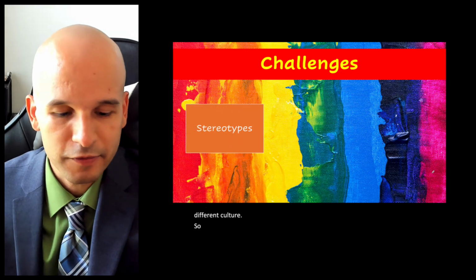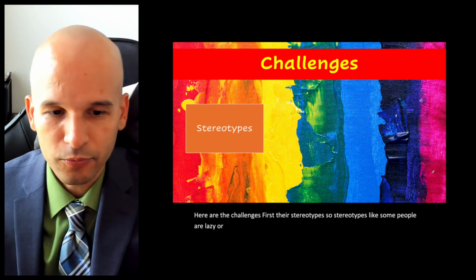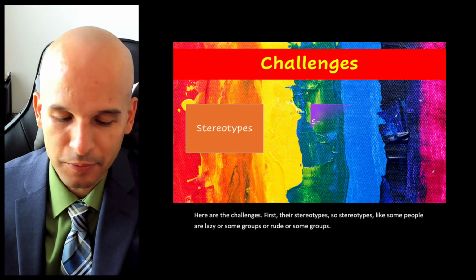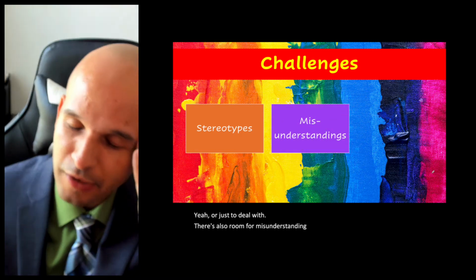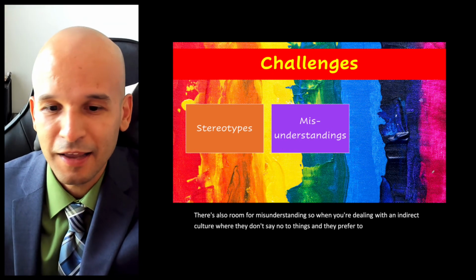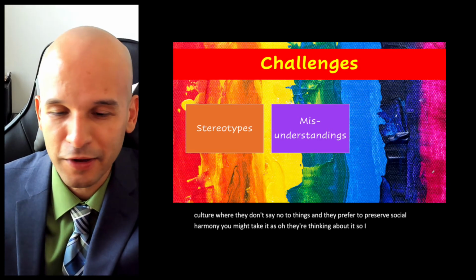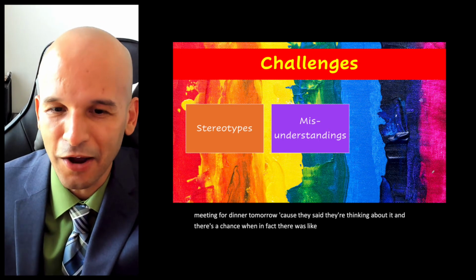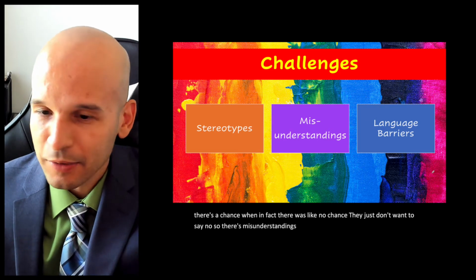So here are the challenges. First, there's stereotypes. So stereotypes like some people are lazy, or some groups are rude, or some groups are just not pleasant to deal with. There's also room for misunderstandings. So when you're dealing with an indirect culture where they don't say no to things and they prefer to preserve social harmony, you might take it as, oh, well, they're thinking about it, so I should still plan on meeting for dinner tomorrow because they said there's a chance, when in fact there was no chance. They just don't want to say no. So there's misunderstandings there. And then there's language barriers.